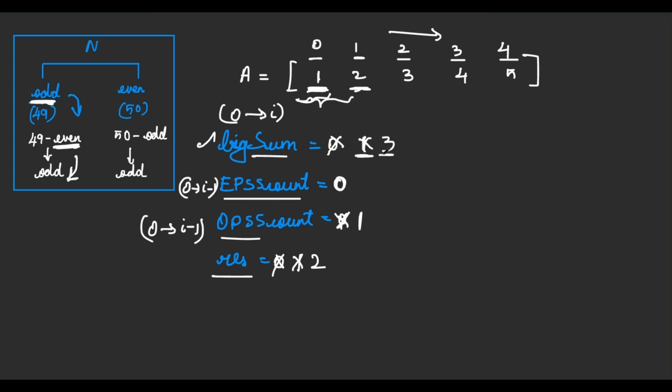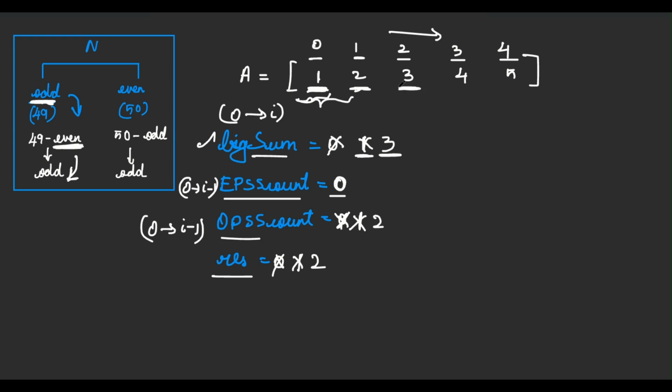And if the bigger number is going to be odd, then we need the counts of EPSS. But here again, EPSS is still 0, so we don't have to add anything. So again, before going to the next endpoint, we should update the OPSS count because this is an odd sum, right? So let's just update the OPSS count. Cool. Now let's go to the next endpoint.